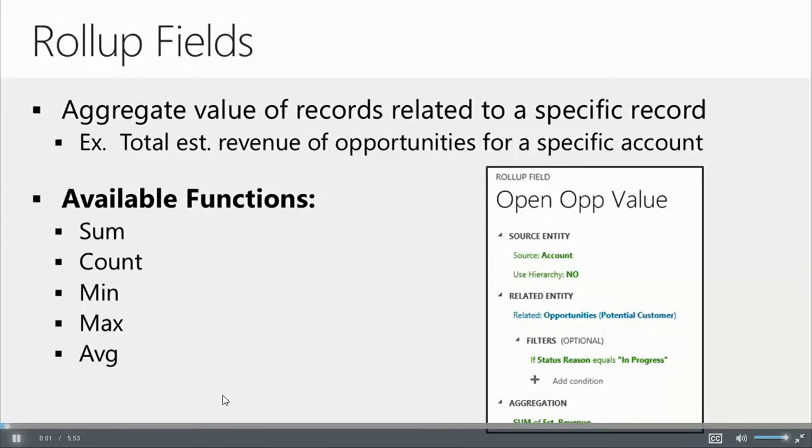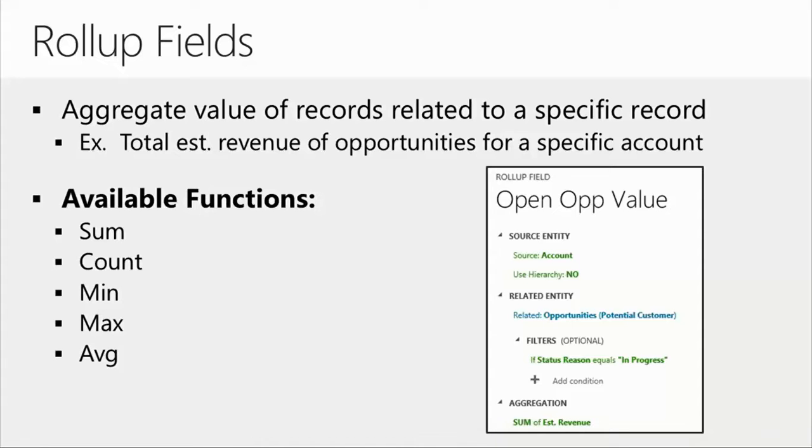Calculated fields are nice because they give you the capability to roll or take information from the parent field or the parent record and use it in a calculation on a child record. But what happens if you want to take information from child records and use it on a parent record? So for example, maybe on the account record, I want to have a field that shows me the total open estimated revenue for all the opportunities that I currently have active with that particular customer.